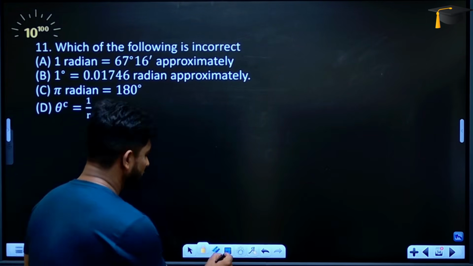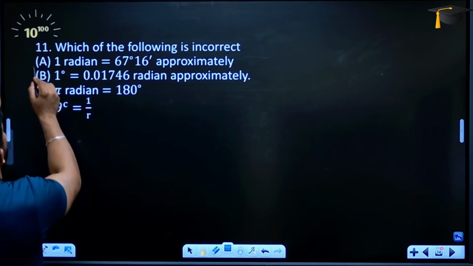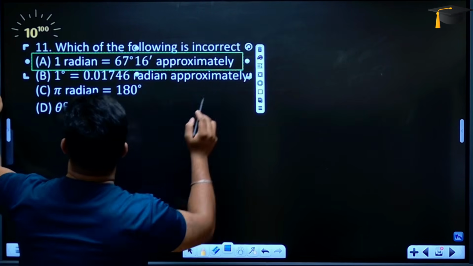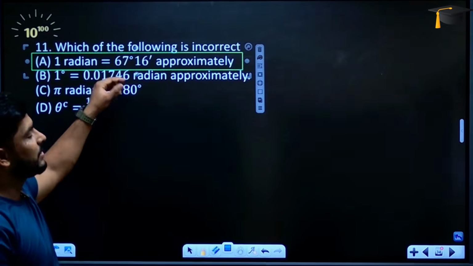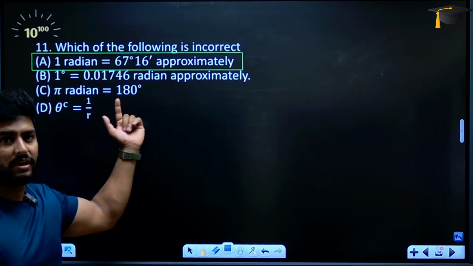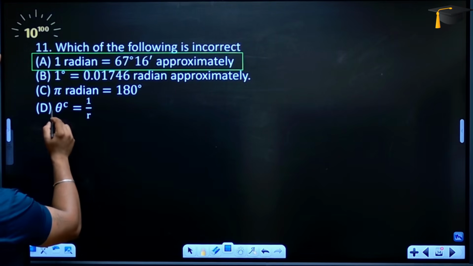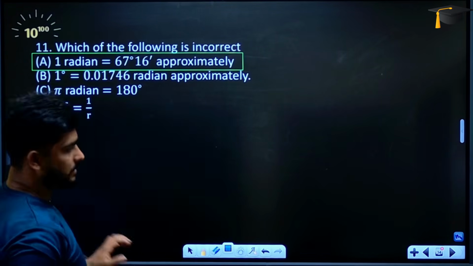Okay, so next trigonometry. Which of the following is incorrect, okay? Option A is the wrong answer, okay? Because 1 degree is equal to 0.01746. ನಾನು 2 markers ಮಾಡುವಾಗ I think trigonometry ಮಾಡುವಾಗ ಮಾಡಿದೀನಿ. Pi is nothing but 180 degrees, so theta is equal to L by R. So this is also correct. So option A is the wrong answer.